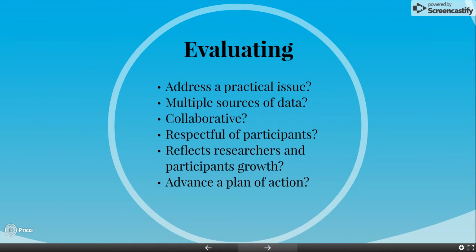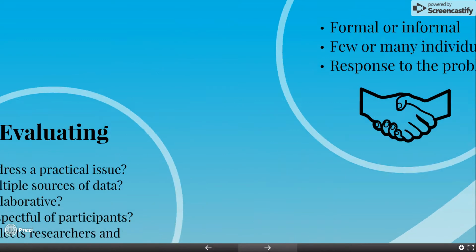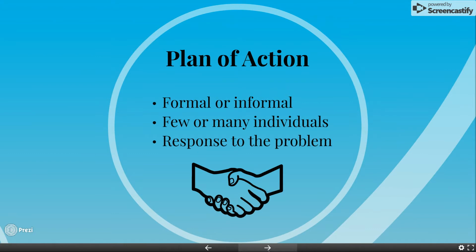Evaluating whether or not the action research is a good source or very valid depends on whether or not it really has addressed a practical issue. Are there multiple sources of data? Was it collaborative? Was it respectful of the participants? And most importantly, does it reflect the researchers' and participants' growth? And ultimately, does it advance a plan of action?